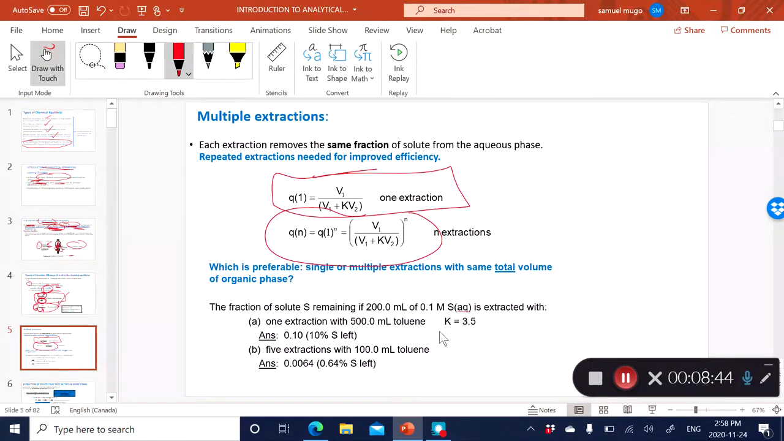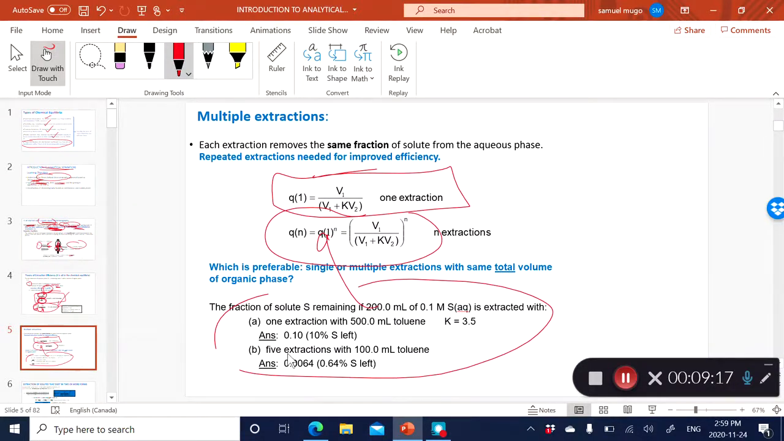Now, I'd like you guys to do these at home. You just need to substitute these numbers into those equations. And you're going to see in A, where you just do one big extraction using volume V2 as 500, and of course V1 in this case is 200, you get an extraction efficiency of about 90%. So the fraction that will be remaining is going to be 10%.